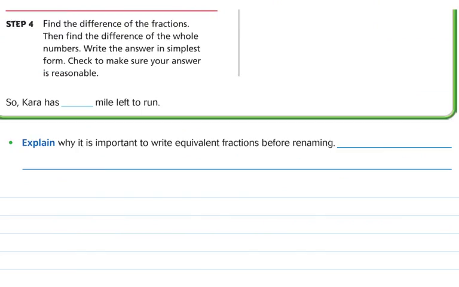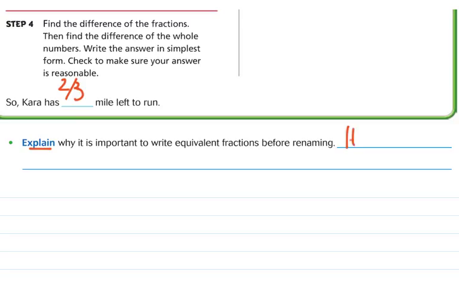So step 4 in this problem, it says find the difference of the fractions and then find the difference of the whole numbers and write your answer in simplest form and check to make sure that our answer is reasonable. So we knew that our answer was 2/3 of a mile left to run. And then it says explain why it is important to write equivalent fractions before renaming.